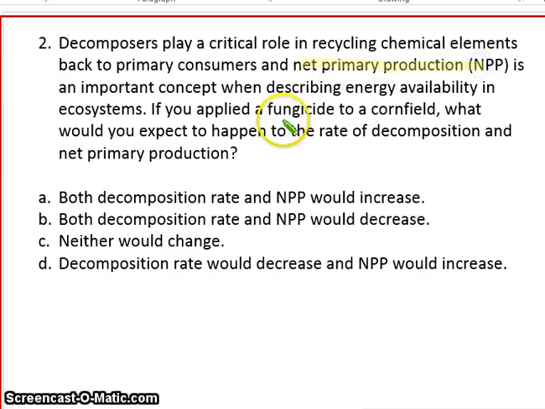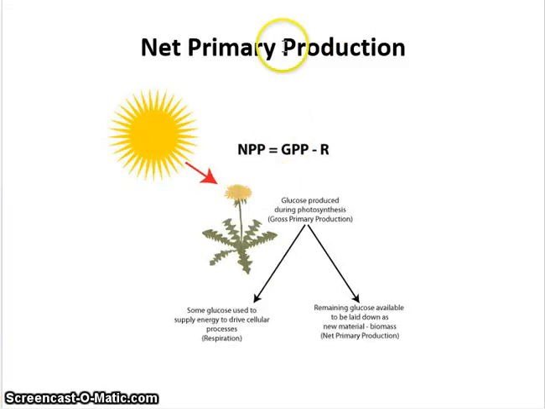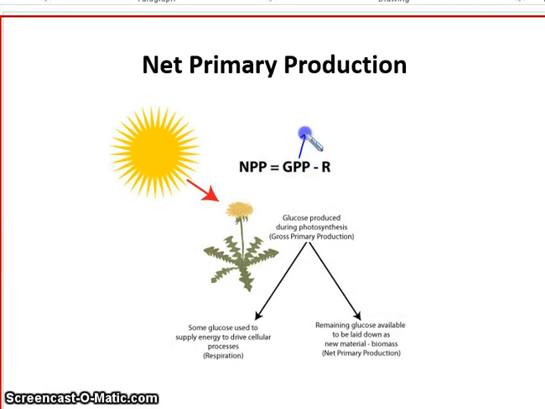Is an important concept. If you applied a fungicide, so something that's going to kill fungus, to a cornfield, what would you expect to happen to the rate of decomposition and the net primary production? Just quick review. Remember what net primary production is. Let me go down to this next slide. Net primary production is, first of all, gross primary production is everything. A good way to say the gross is, it's the sunlight energy that gets converted into chemical energy. It's all that sunlight energy.